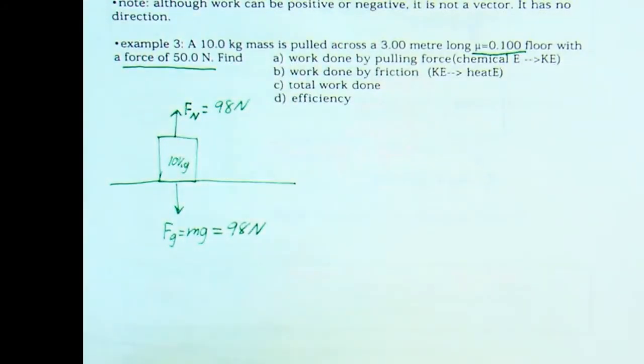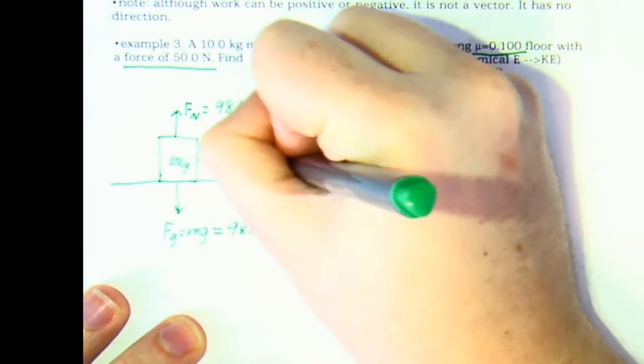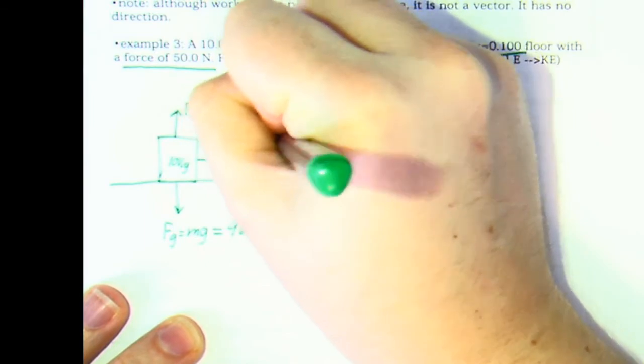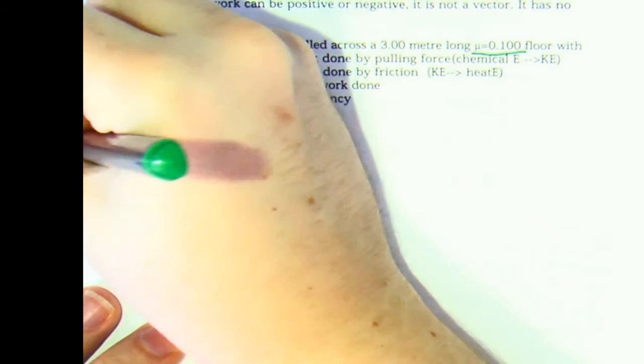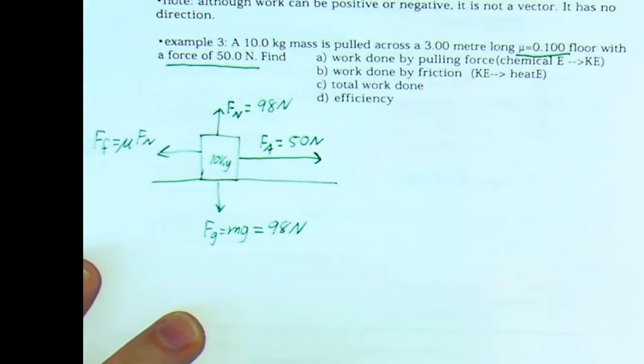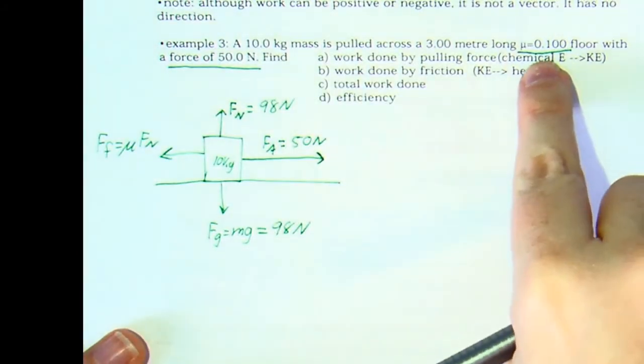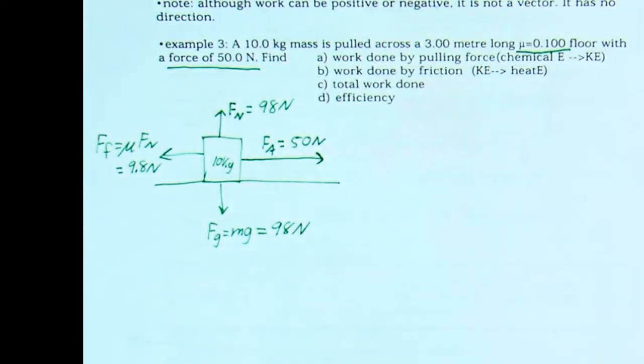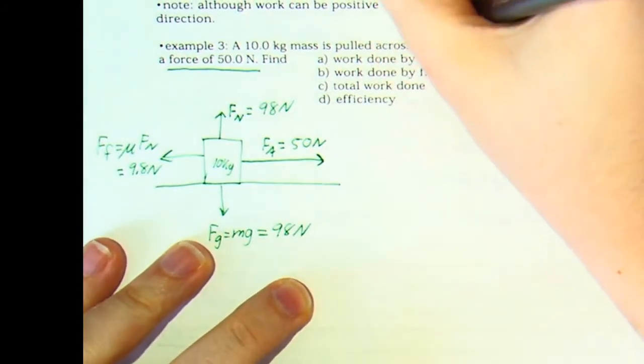We are told that there was a 50 newton applied force pulling on this thing, so I'm going to put that to the right. 50 newtons applied. And there's going to be a force of friction that opposes this motion. Force of friction equals mu Fn. We had a mu of 0.1, and an Fn of 98, which is going to give us a force of friction of 9.8 newtons. We're told the floor is 3 meters long. So there's the distance this thing is traveling.